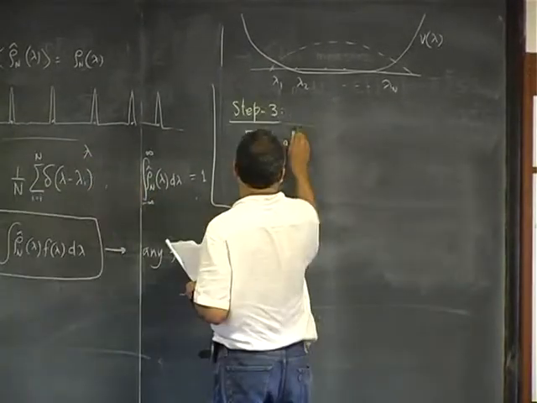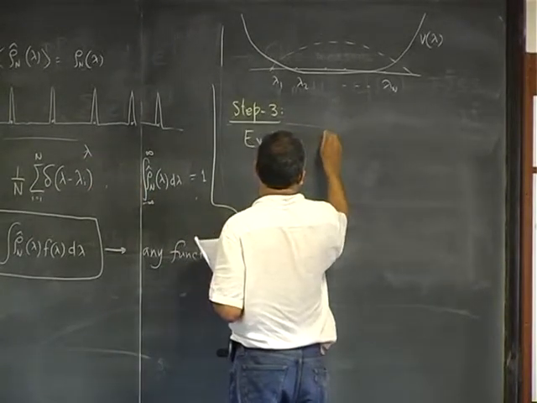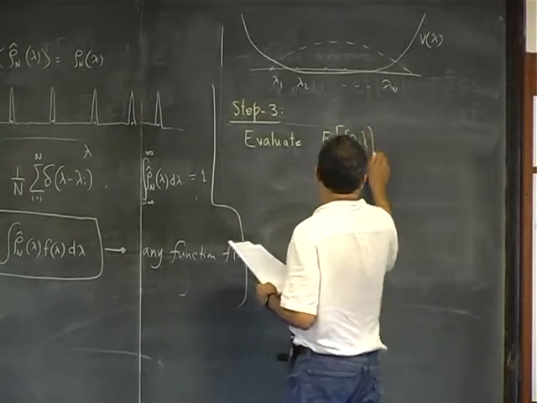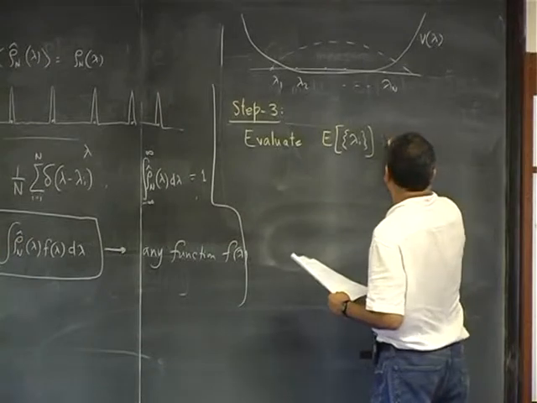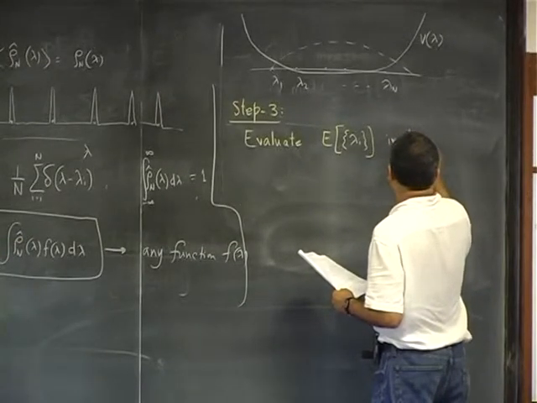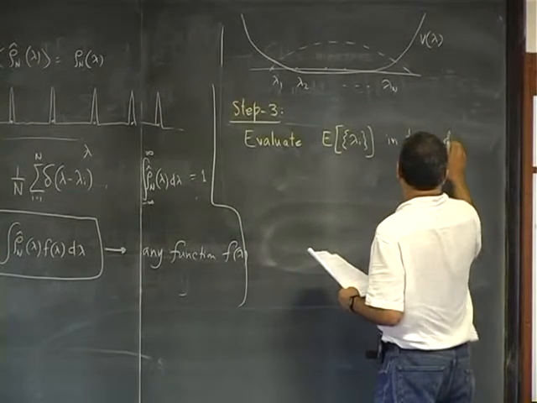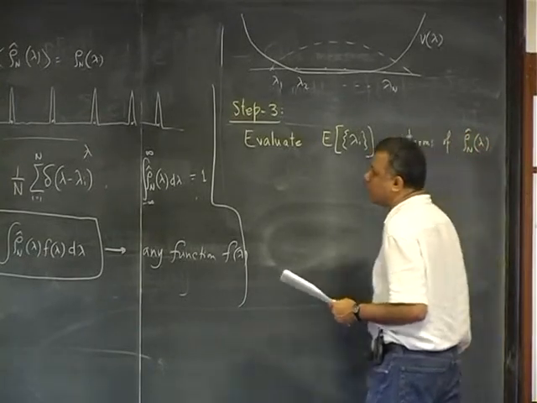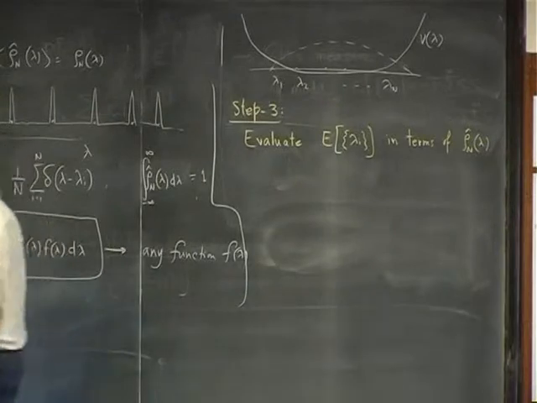I'll remove this. Express basically the energy, which is in terms of the lambda i's. Now we try to express the energy in terms of this smooth function rho n hat lambda. Can I do that? Yes, I can do that.